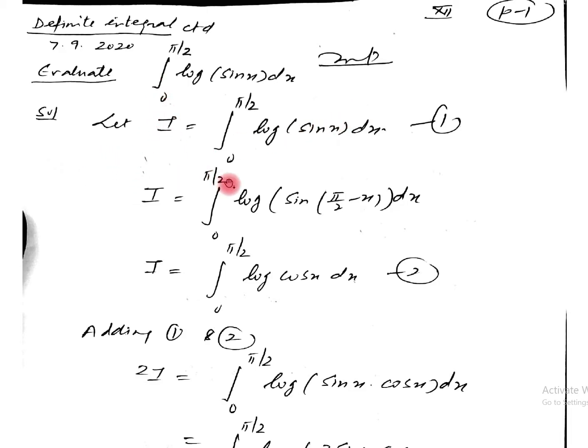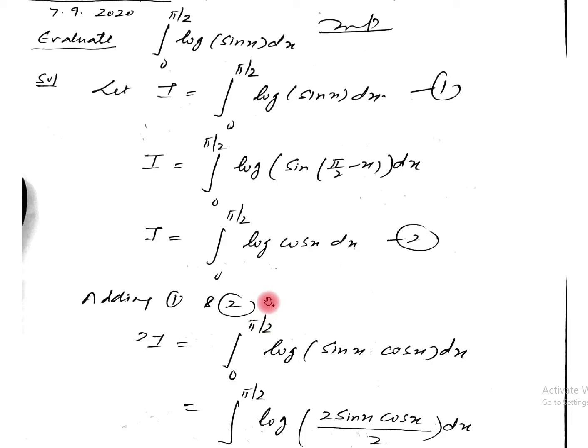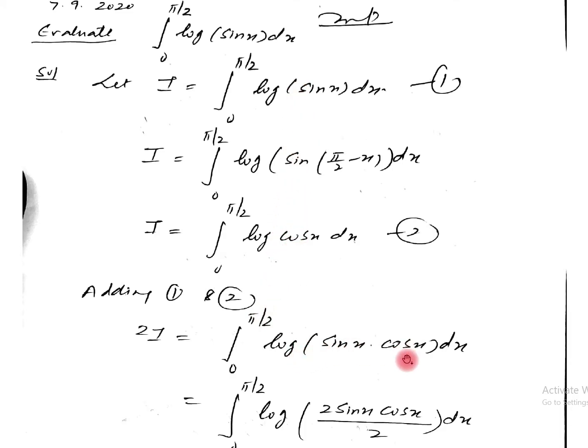Let I equal the integral from 0 to pi by 2 of log sin x dx. Now using the property integral 0 to a of f(x) dx equals integral 0 to a of f(a minus x) dx, it becomes integral 0 to pi by 2 of log sin (pi by 2 minus x) dx. Then it becomes I equal to integral 0 to pi by 2 of log cos x dx. Now adding 1 and 2, it becomes 2I equal to integral 0 to pi by 2 of log sin x plus log cos x, and log m plus log n is log m into n.